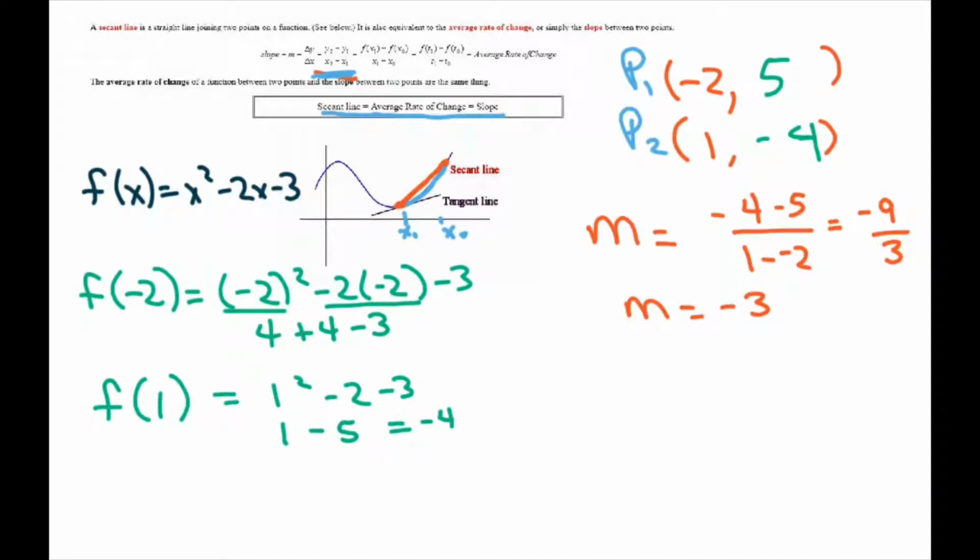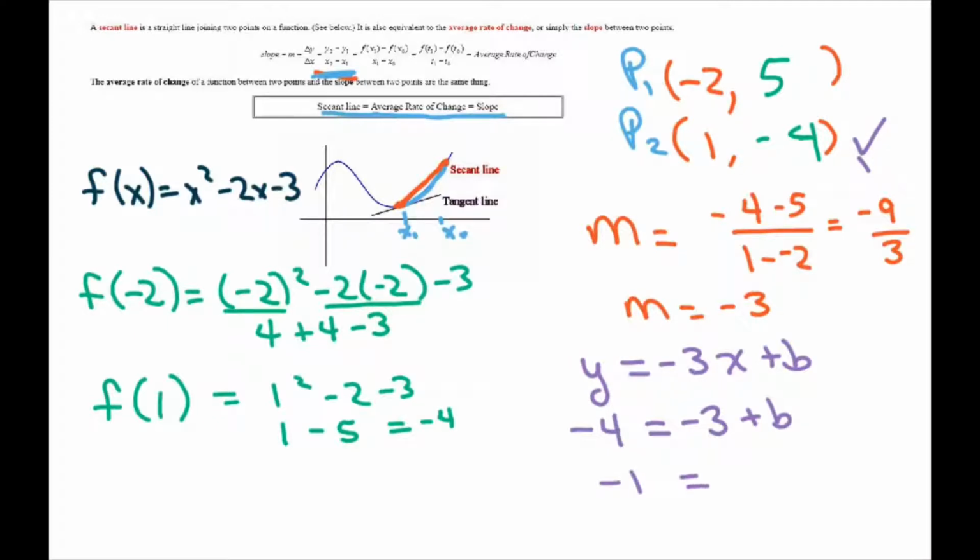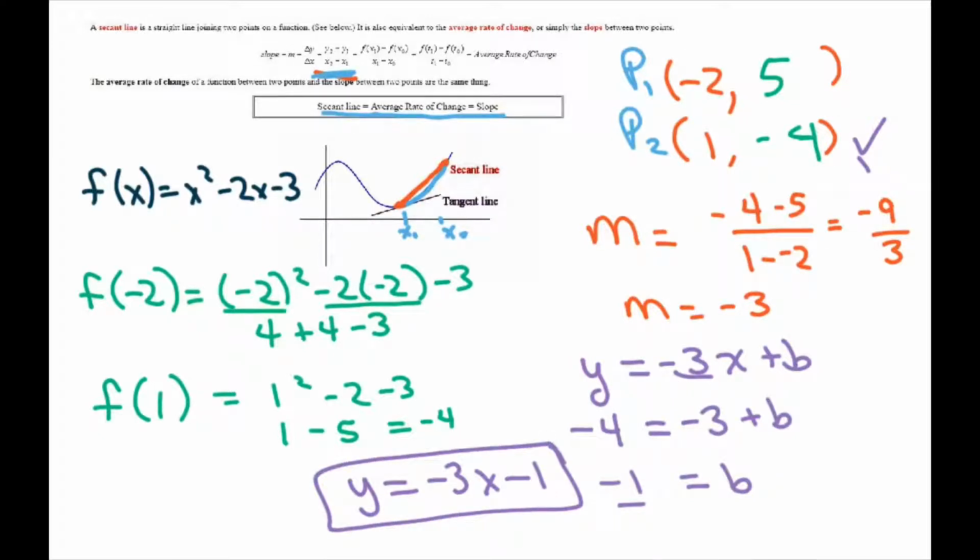Now to find your equation of the secant line, we're going to write y equals -3x plus b. Plug in one of these points. I'll just plug in that one. So you get -4 equals -3 times 1, which is just -3, plus b. If you add 3 to both sides, you get -1 equals b. So your equation of the secant line is going to be y equals -3x minus 1. So there's your equation of your secant line.